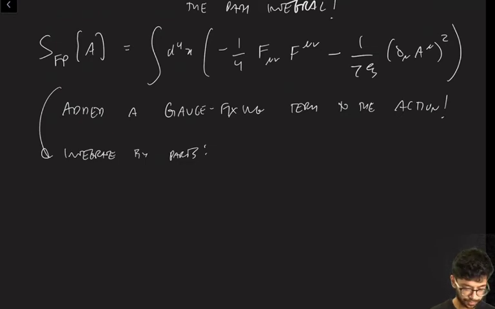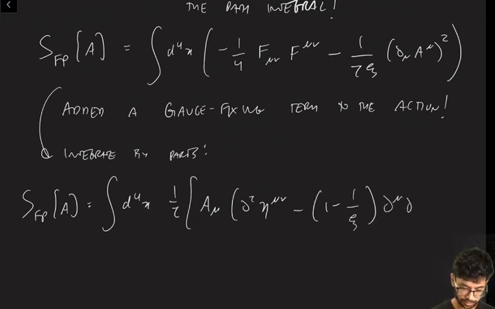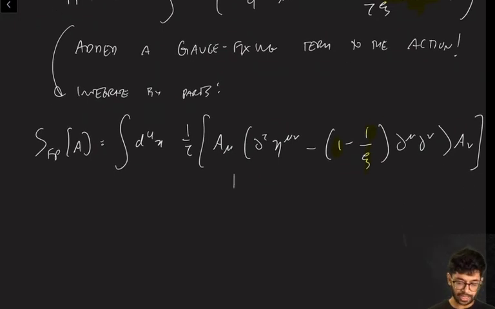then what I find is that this Faddeev-Popov action takes the form integral d⁴x 1/2 A_μ [∂² η^μν minus (1 minus 1/ζ) ∂^μ ∂^ν] A_ν. Okay, and this comes again from the same sorts of things that we did previously, just now taking into account the extra bit coming from this term. The part with the 1 was already there. The new thing is coming from the gauge fixing term. Okay, so now we can invert this to find the propagator.